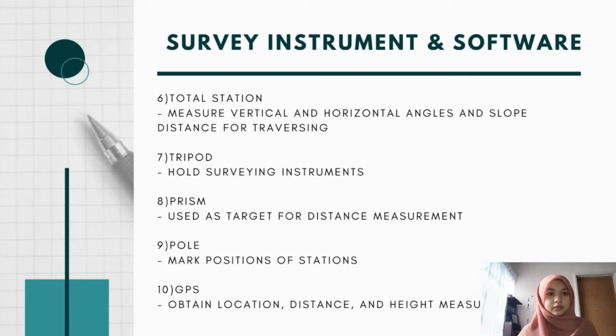Next, photo station to measure vertical and horizontal angles and slope distance for traversing. Tripod to hold several instruments. Prism used as target for distance measurement. Pole to mark position of station. And GPS to obtain location, distance, and height measurement.